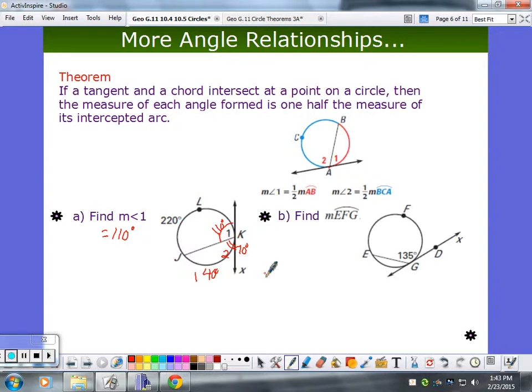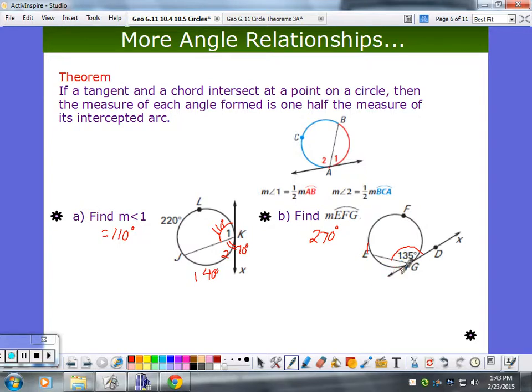Okay, let's look at this guy here. The second example, which is towards the top of page 2. Find the measure of EFG. This angle is 135, so what's the measure of this arc? Twice 135, right? So 270. And again, that's kind of the easy one. Here's the angle, find the arc. They might have said, find this angle.